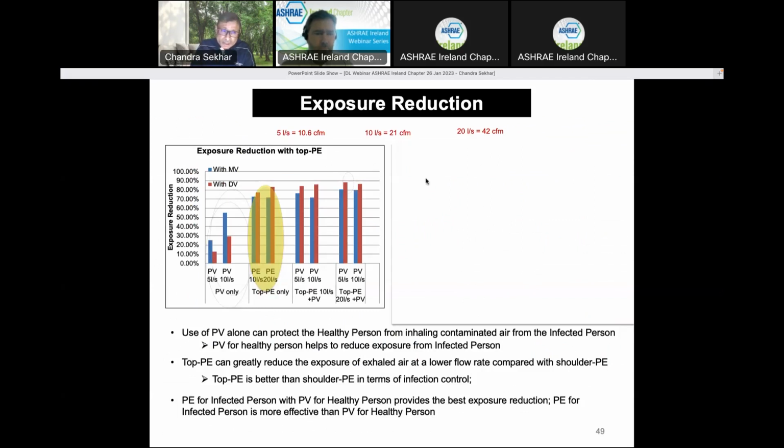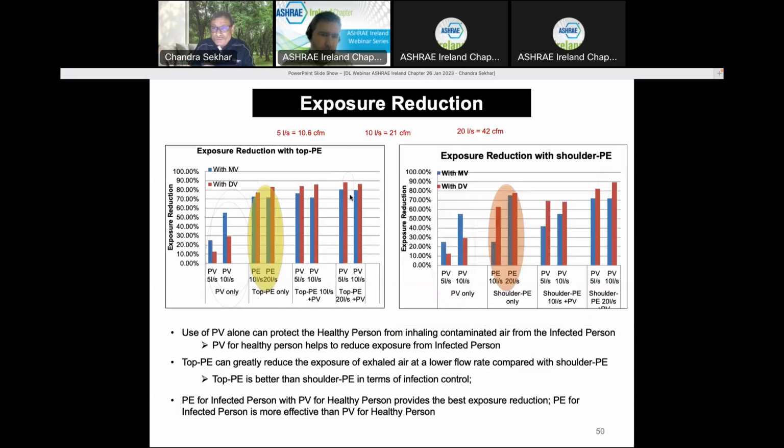Exposure reduction. Look at this. When we have personalized ventilation only, clean air supplied to the doctor, we notice about 20 to 50% improvement. Exposure reduction only about 20 to 50%. The moment you bring in the exhaust for the patient, do a bit of source control in an effective manner, it jumps up to about 70 to even 80, 85%. And that's again true for top exhaust or shoulder exhaust.